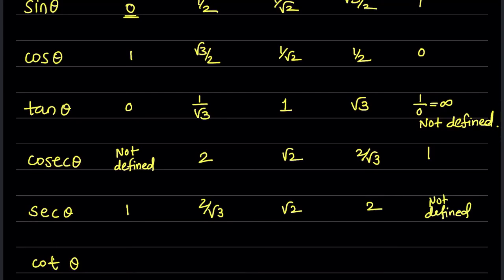For cot theta, the reciprocal of tan theta. So not defined, because the reciprocal of 0 is not defined. Then root 3, 1, 1 by root 3 and 0, because the reciprocal of 1 upon 0 is 0 upon 1, which is 0. So you have to memorize this table. So try to complete it without taking any help.